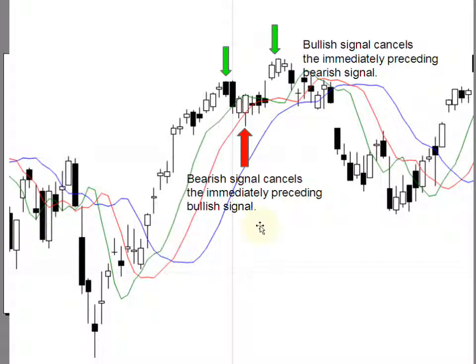This is a new concept that we're just introducing, and that is that a bearish signal will cancel the immediately preceding bullish signal, and a bullish signal will cancel the immediately preceding bearish signal. And we can see that occurred on this chart. The signal or trigger price created by the first green bullish breakout bar price would have been taken had there not been an intervening bearish signal, because the breakout occurred above or clear of the breakout bands.